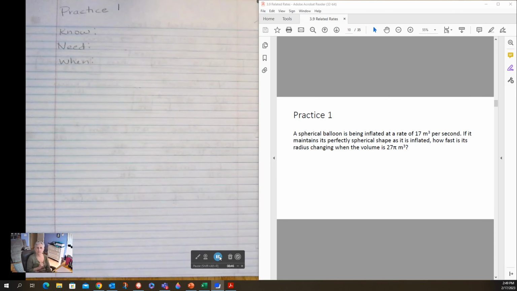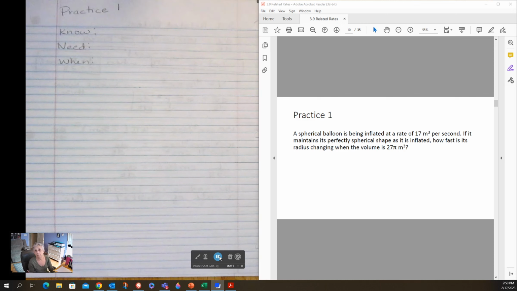I went ahead and made myself a little chart, know, need, and when, to remind myself what I'm looking for. A balloon is being inflated at a rate of 17 cubic meters per second. If it maintains its perfectly spherical shape as it is inflated, how fast is its radius changing when the volume is 27 pi cubic meters?